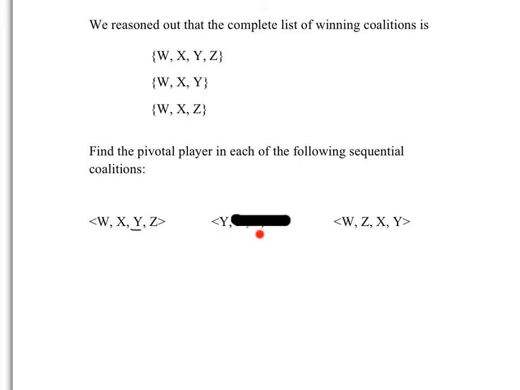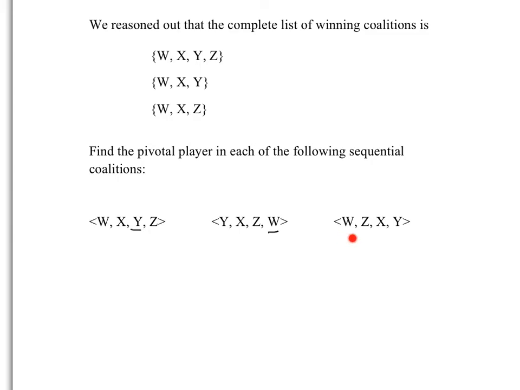How about the next example? Y, then X, then Z, then W. Well, Y votes yes, not enough to pass the resolution. X joins in, still not enough. Z joins in. Now you do have 3 players, but XYZ is not on this list because W has to vote yes before anything can pass. So W's arrival, and only W's arrival, is enough to create a winning coalition.